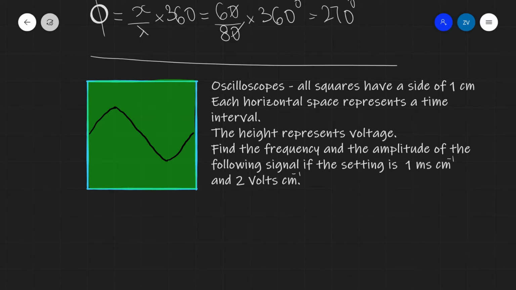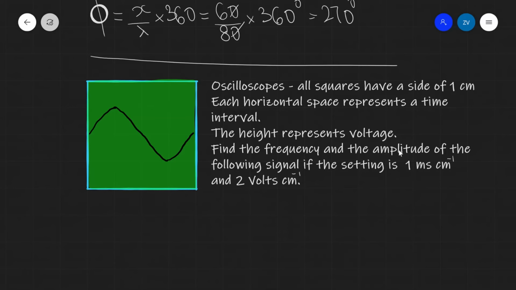In all of the oscilloscopes, all of the squares always have a side of 1 centimeter. Each horizontal space actually represents a time interval, so in a way, on the x-axis we have time. Each vertical space, or the height of the signal, represents voltage. We could use this graph, for instance, to find the frequency and the amplitude of the following signal, if the oscilloscope is set to 1 milliseconds per centimeter and 2 volts per centimeter.